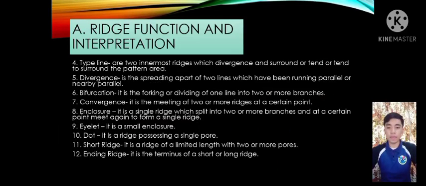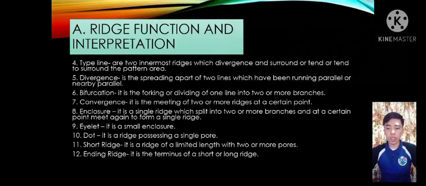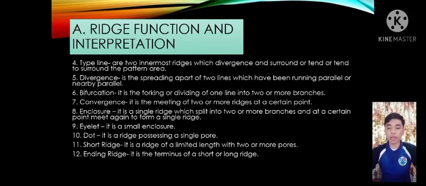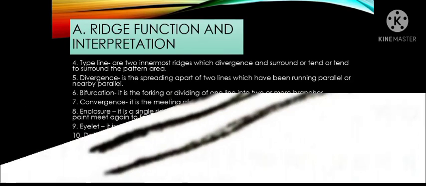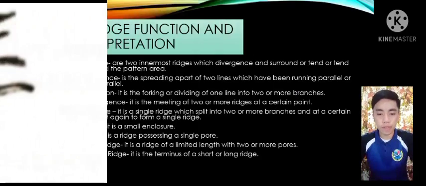Convergence. It is the meeting of two or more ridges at a certain point. Mura siya nagtabo nga ridge sa imong tunga-tunga sa imong fingerprint. Enclosure. It is a single ridge which splits into two or more branches and at a certain point meets again to form a single ridge. Eyelid. It is a small enclosure. Kanang mura siya mata nga forma nga nagpalibot nga ridge sa imong fingerprint.